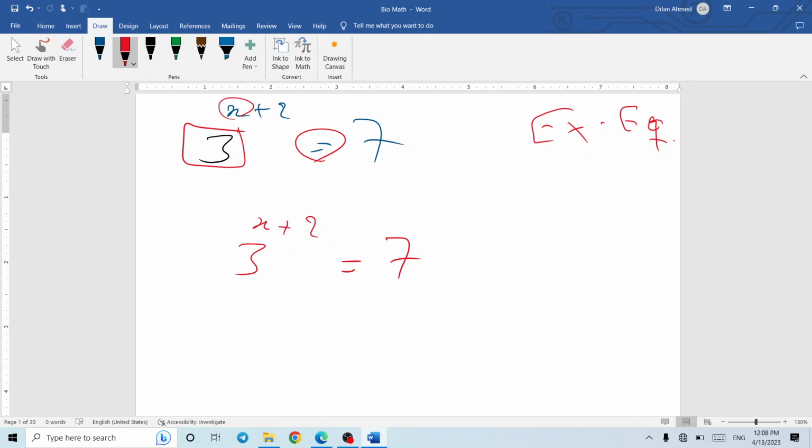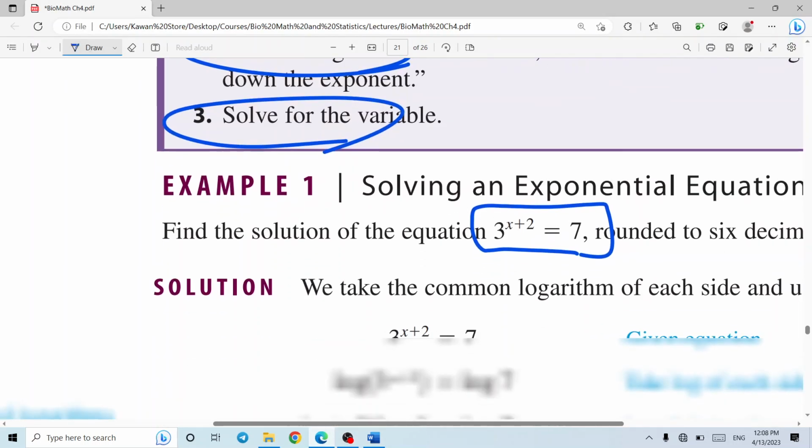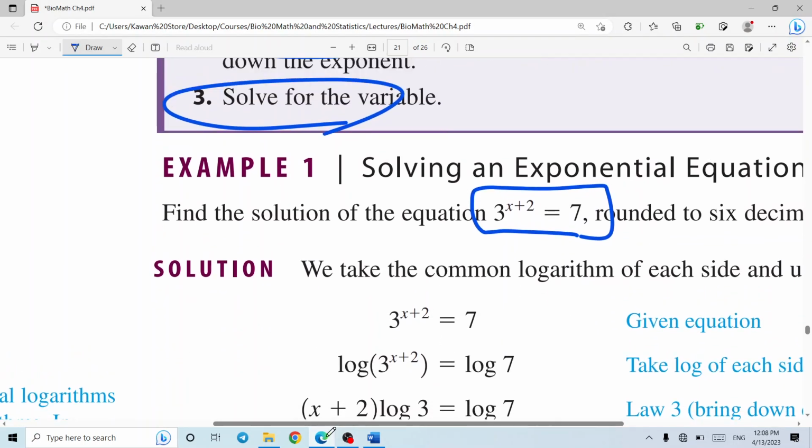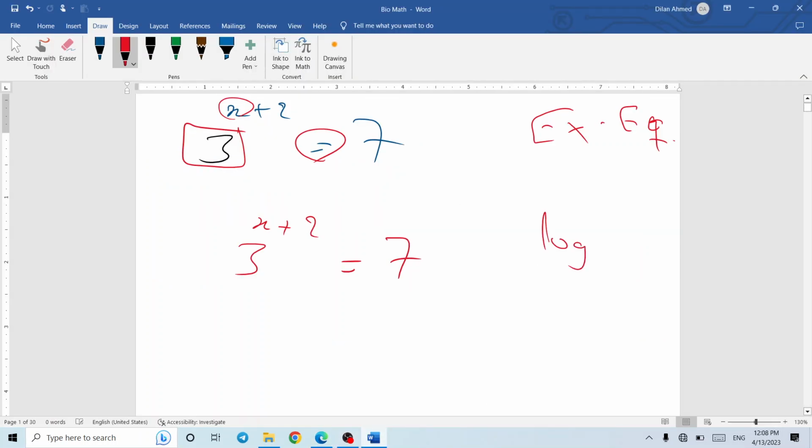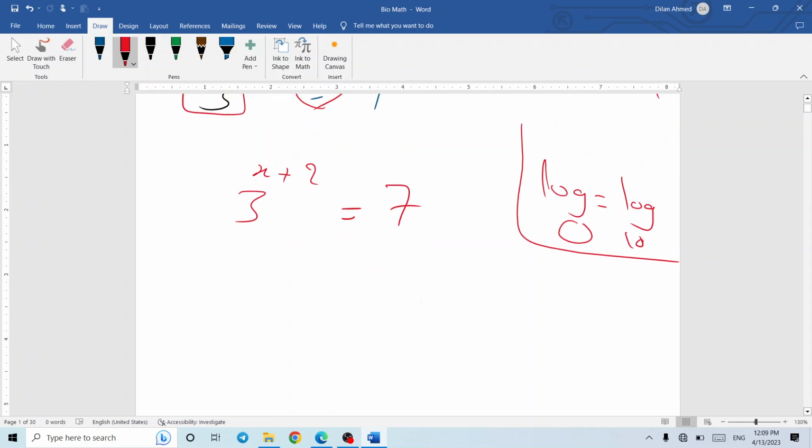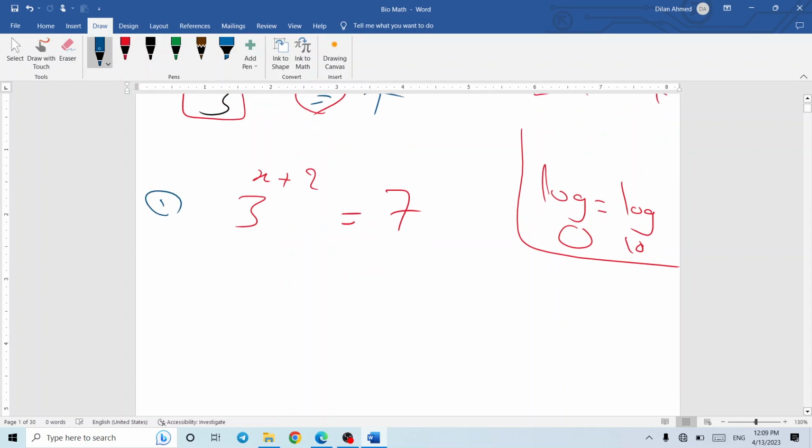Then the second point in the guidelines is to take a logarithmic function. You can solve it in many ways, but the normal one is to take log base 10. You know, when log has no base it means log base 10. Clear, dears? So in that case, I'm going to use the second step: log on both sides.